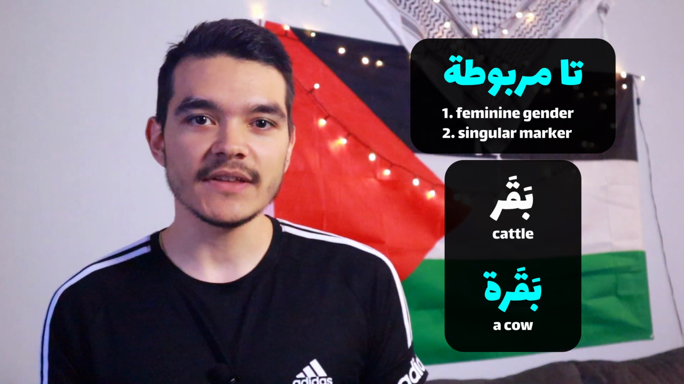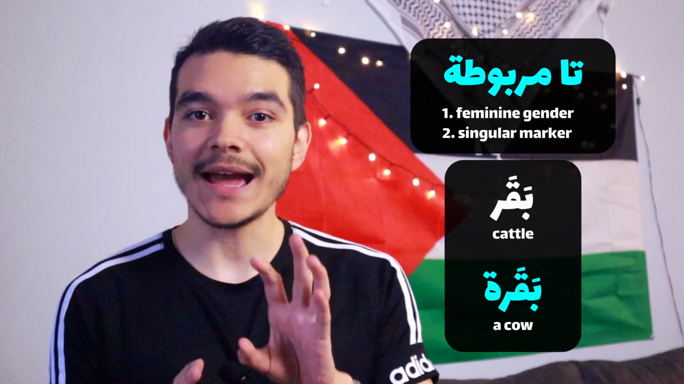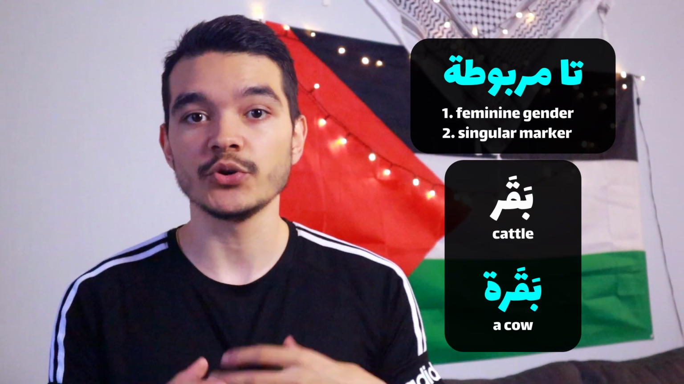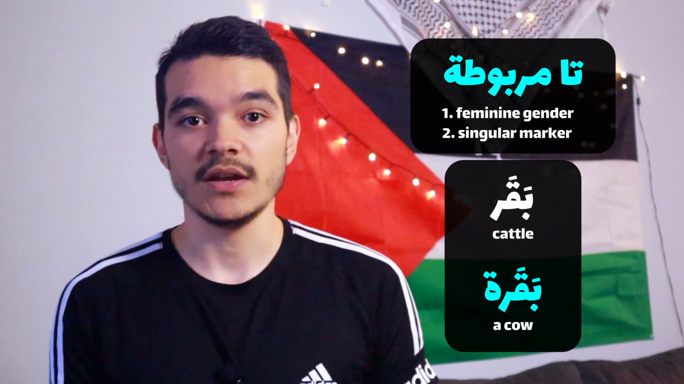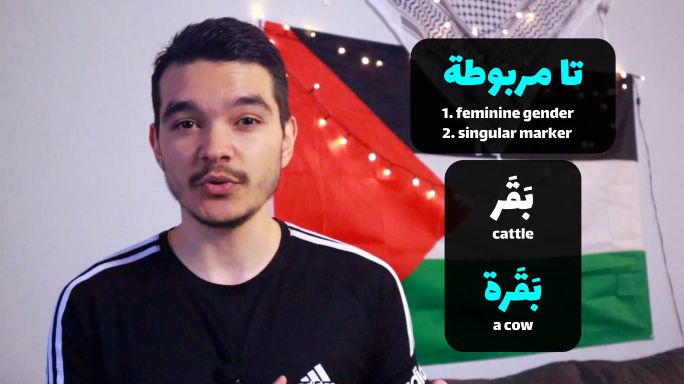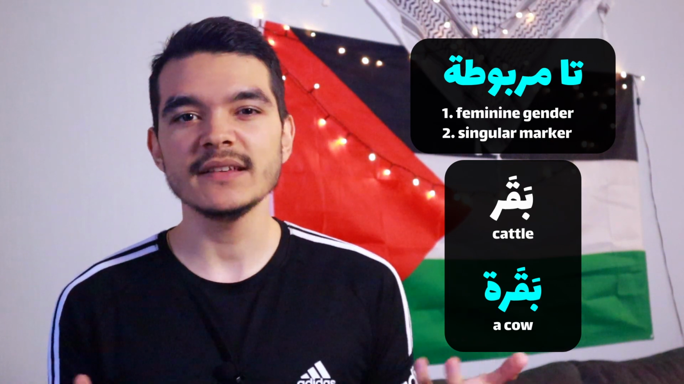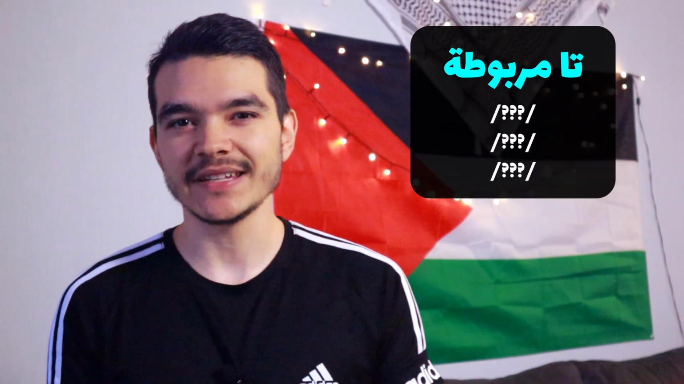There are many examples of this, but remember that the effect is about turning abstract concepts or collective plurals into singular countable nouns. So if a noun is already singular and countable, which is most nouns, then this doesn't apply. So the basic use of the TA MARBUTA is not too complicated. But what is the letter actually supposed to sound like?